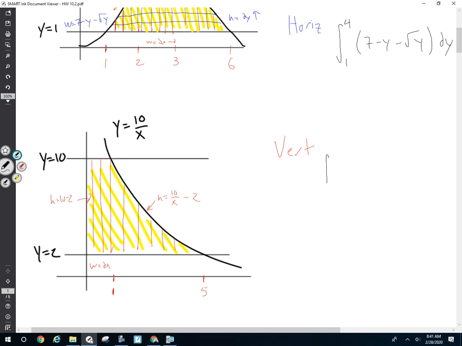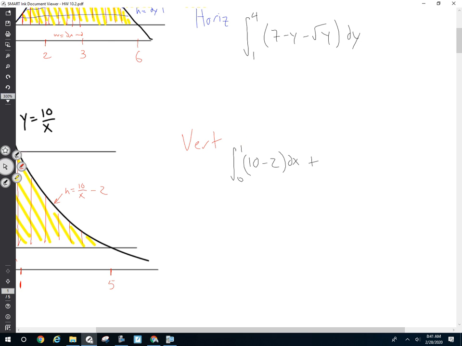So vertical, I'm going to go from 0 to 1 of 10 minus 2, to get this rectangle's worth of area. And then I'm going to have to add, and then go from 1 to 5 of my new heights, 10 over x minus 2.